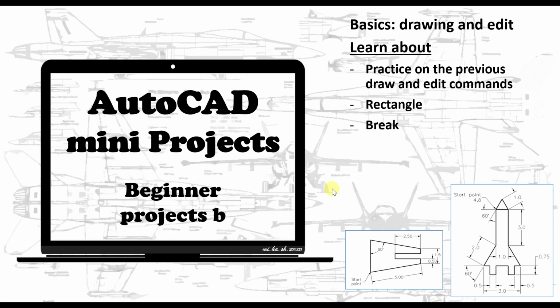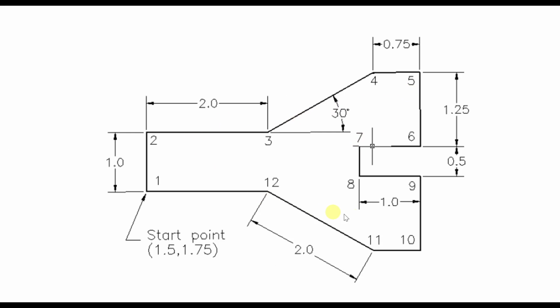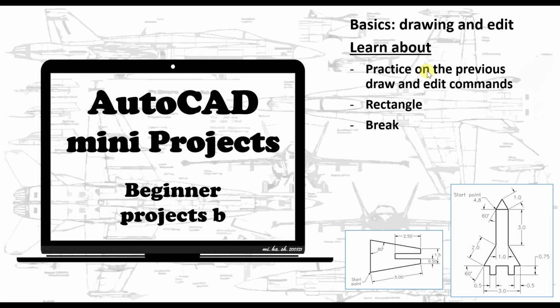Welcome back everyone. In this video we're gonna follow along with what we started in the previous video. We draw a very simple geometry and we practiced on different types of coordinates and how to enter absolute versus relative coordinates. Today we're going to practice on the same concepts by working on two different geometries. Also we're going to introduce some new commands like rectangle and break. The break command works similar to trim, but it's a little different and we're going to talk about it.